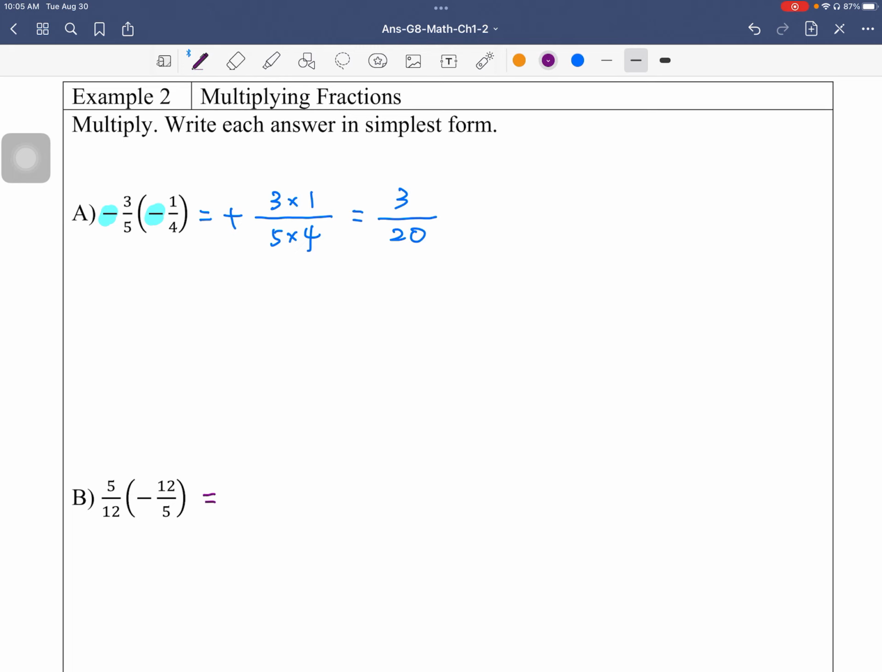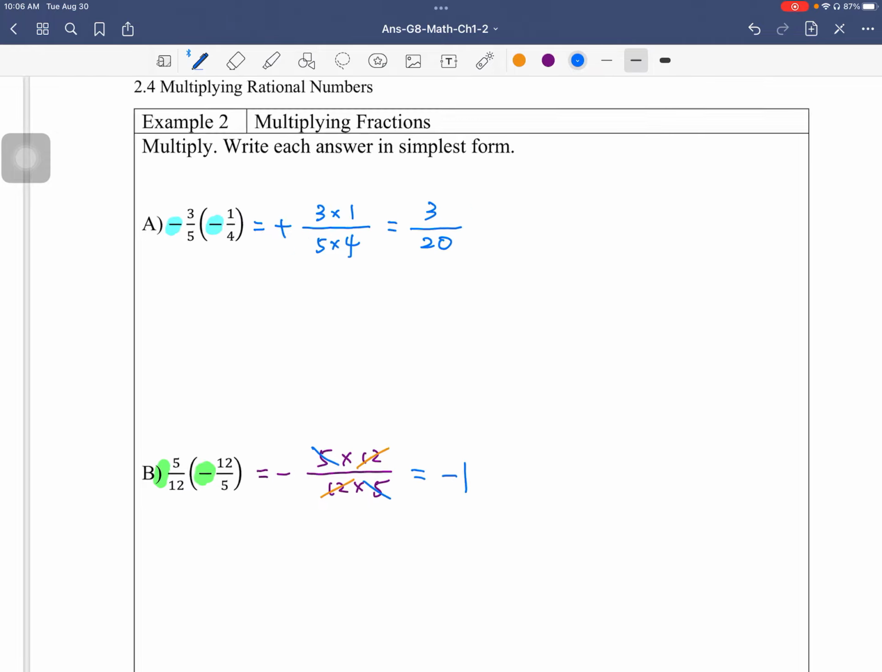And then here I have different signs. This is positive, this is negative. So different signs, this is also negative. So 5 times 12 and 12 times 5. In this case, I can simplify. So therefore, it becomes negative 1.